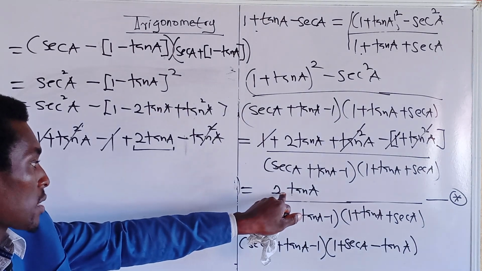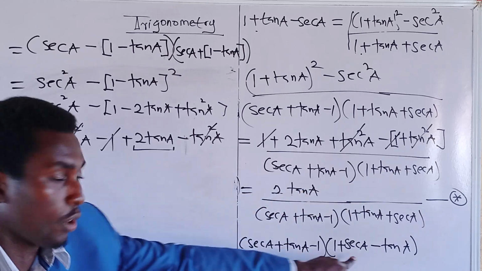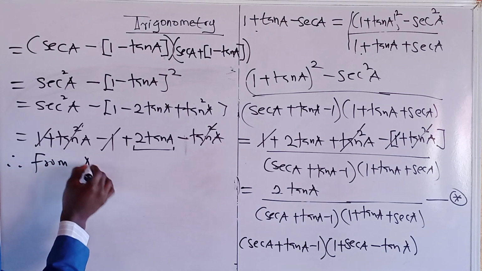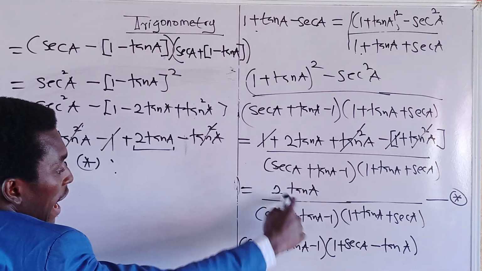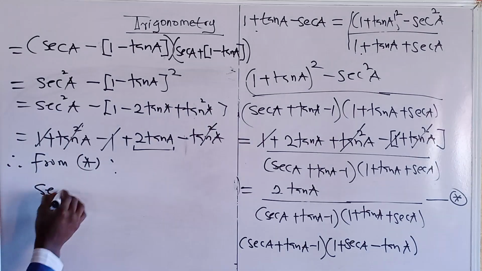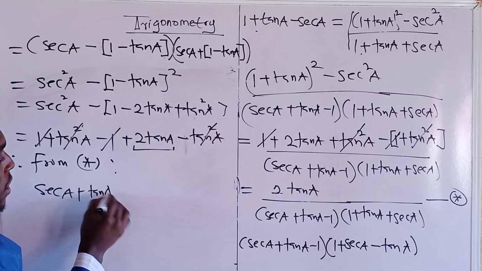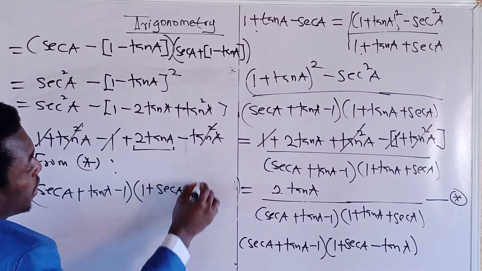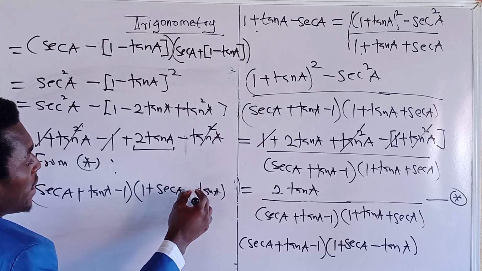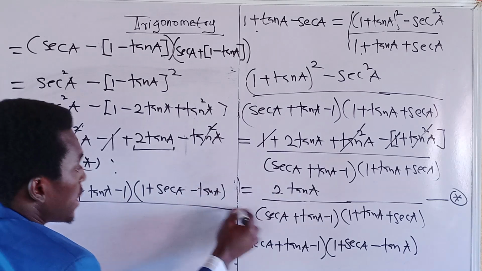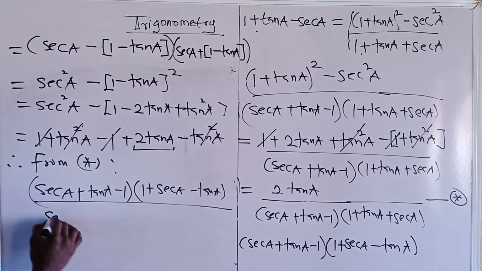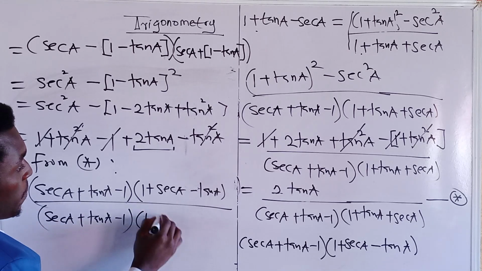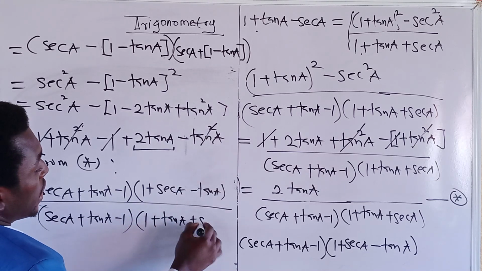So let us do the replacement. Let's replace this 2 tan A by this product. All right, so therefore from star, we shall have, in place of this, I'll put this expression here. So we have sec A plus tan A minus 1 multiplied by 1 plus sec A minus tan A, standing in the position of 2 tan A, all divided by this denominator, which is sec A plus tan A minus 1 multiplied by 1 plus tan A plus sec A.